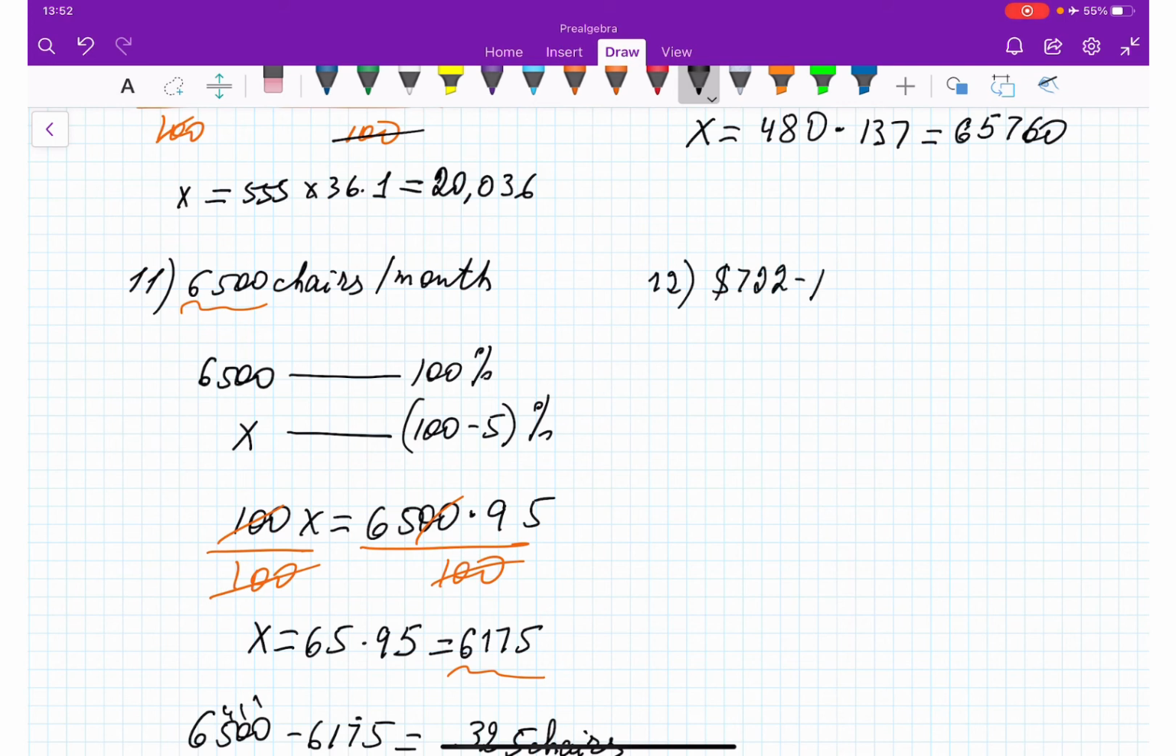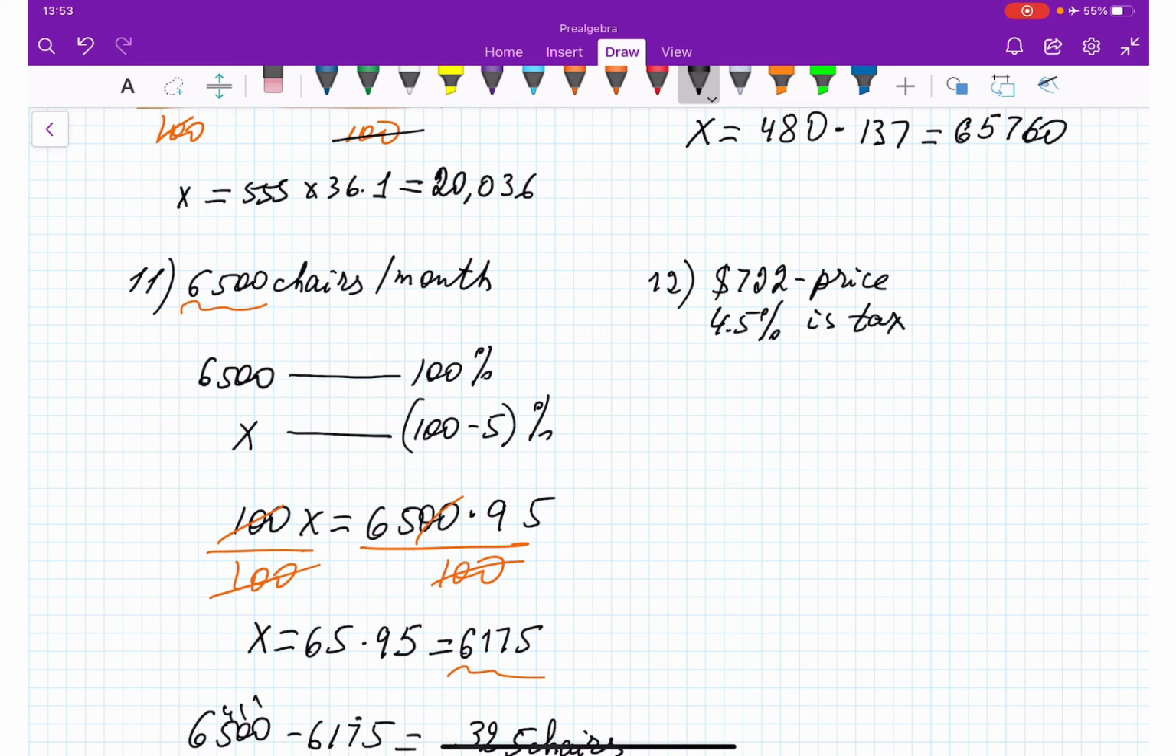$722 is the price. What is the total price if the sales tax rate is 4.5%? 4.5% is tax. So we need to find the total price.